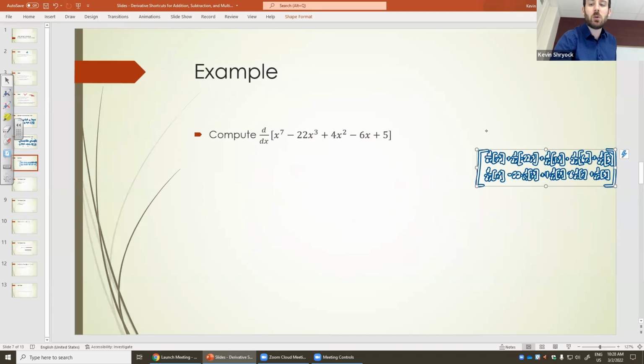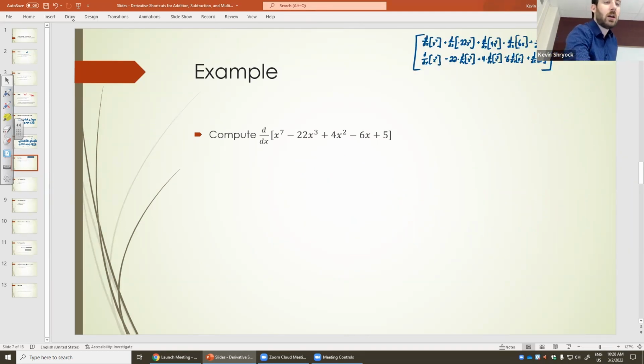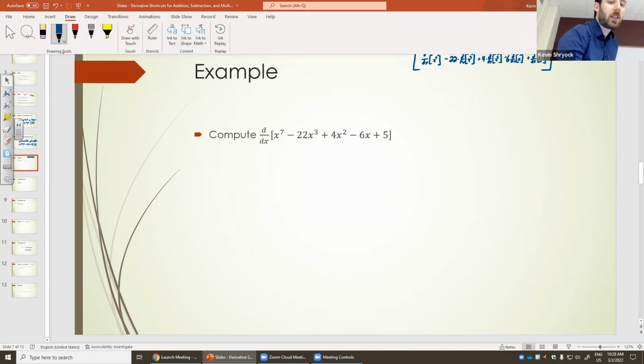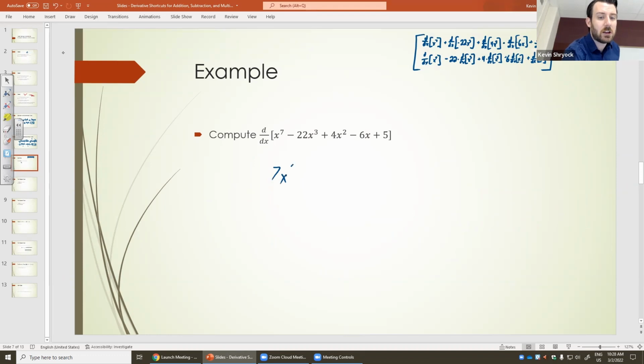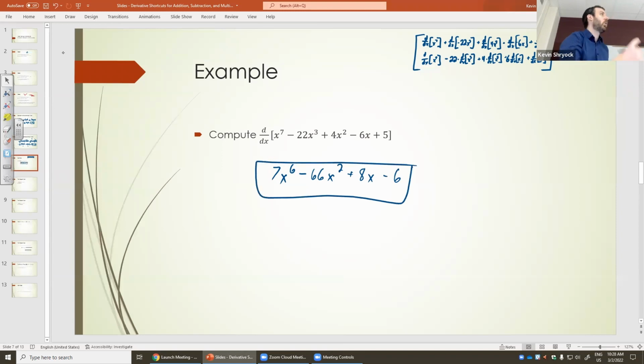What I'm expecting from you all on the test and for you all to be able to do on your homework is I expect you to do this in real time. That we just go piece by piece and say the first thing has the power rule, so the 7 comes down, I decrease it by 1. For the next one, I have the power rule, so the 3 comes down, I multiply to 66 and decrease it by 1. The 2 comes down, I get 8 times x, decrease it by 1. And then I bring the 1 down, I get negative 6, x to the nothing. And then what's the derivative of 5? 0. So there we go, we box it, we're done. One line of work. Boom.